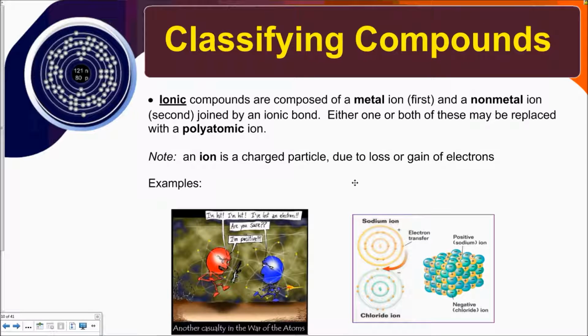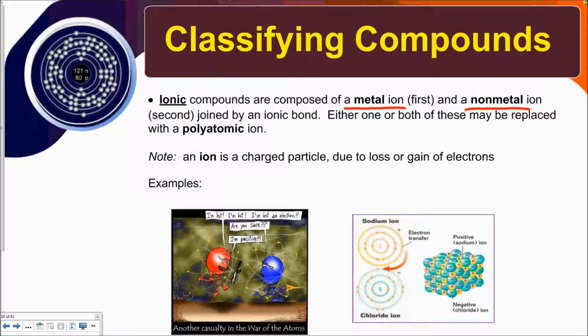So before we learn to name compounds, we need to be able to classify them, meaning we need to be able to tell the differences between them. There's 4 types we're going to talk about: ionic, molecular, acids, and bases. So let's start with ionic. Ionic compounds are composed of a metal ion first, remember the ones that we colored in yellow, and then a non-metal second, the ones that we colored in green, joined by something called an ionic bond.